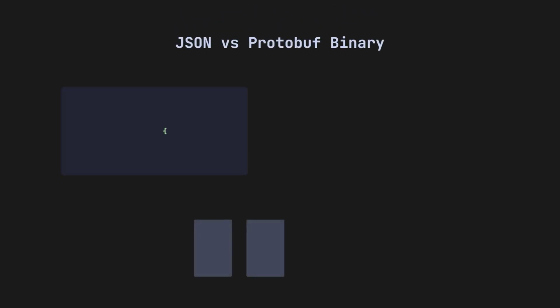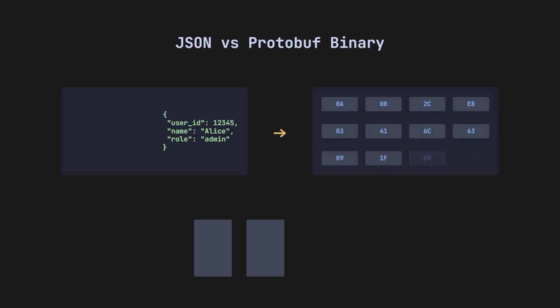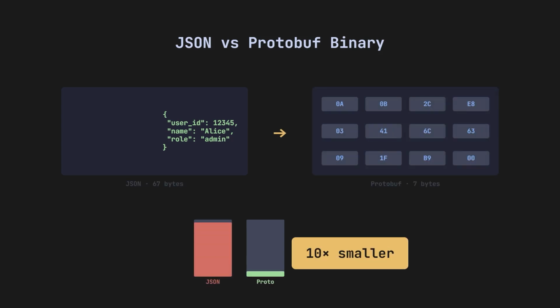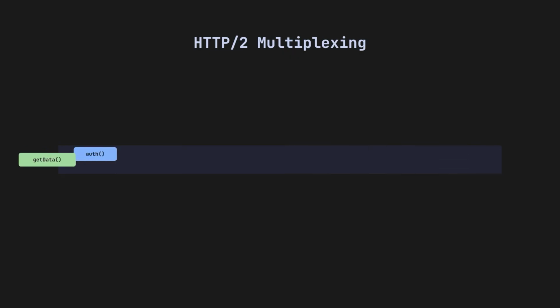Protocol buffers are a binary format, meaning the data is much smaller and way faster to serialize than text-based JSON. We are talking up to 10 times faster in some benchmarks. gRPC uses HTTP2 under the hood, which means it supports multiplexing. Multiple requests over a single connection at the same time.